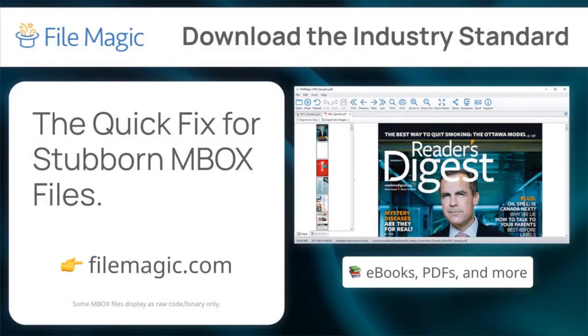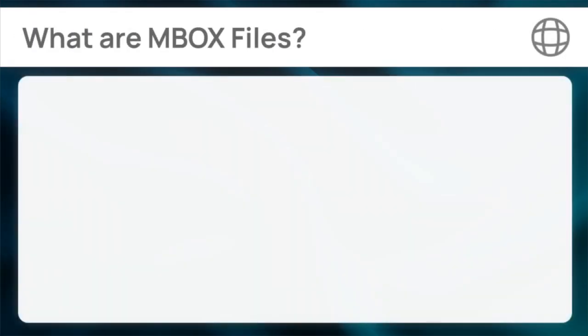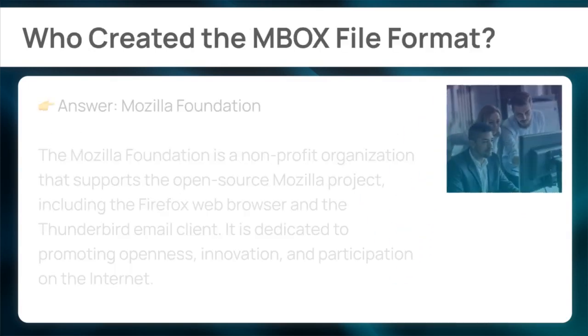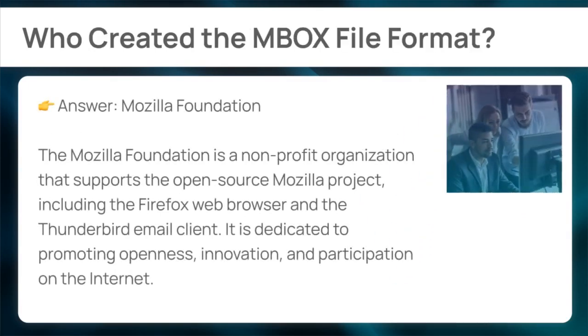file type you encounter. An MBOX file is a standard format for storing collections of email messages. Each message is concatenated together with a from line indicating the start of a new message. MBOX files are commonly used by email clients like Thunderbird for archiving and exporting email data. They provide a simple and portable way to store email archives.